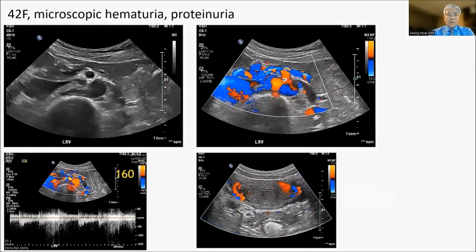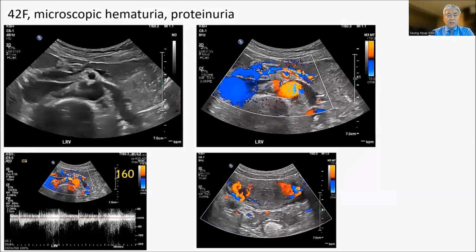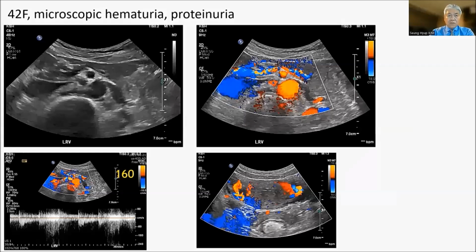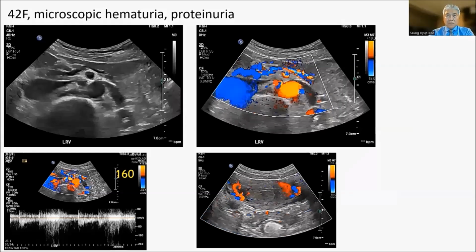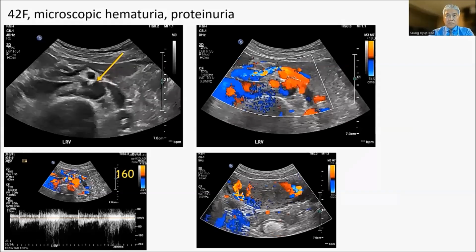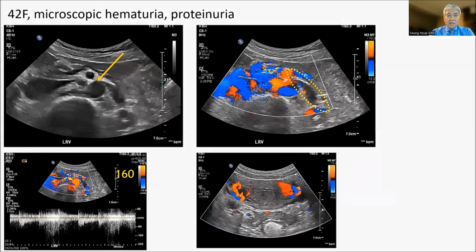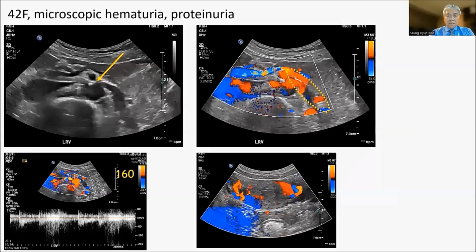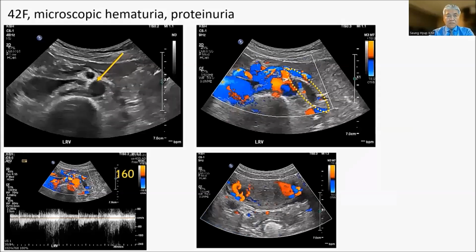This is a 42-year-old woman with microscopic hematuria and proteinuria. Grayscale ultrasound shows dilated hilar left renal vein and compressed aortomesenteric left renal vein, and color Doppler shows scanty flow signals indicating sluggish flow in the dilated left renal vein.